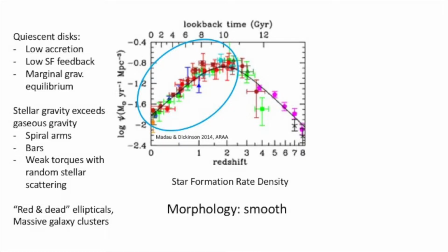things have quieted down. Low accretion rates, relatively low star formation feedback, marginal gravitational equilibrium. Stellar gravity typically exceeds gaseous gravity. So today we have spiral arms, not big gassy star formation clumps. And bars, rather weak torques. You have random one-by-one stellar scattering rather than a whole torque from big clumps. You get the red and dead galaxies, which have already exhausted their gas or stopped their accretion. And over time, continuing this buildup, you get the massive galaxy clusters. Okay, so that's cosmology in a nutshell.